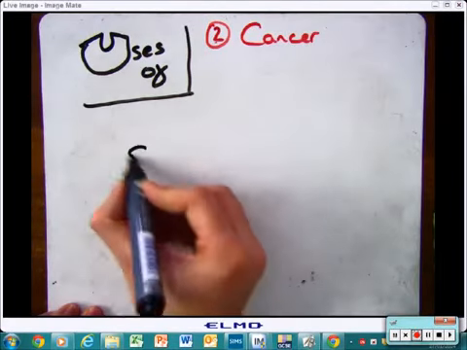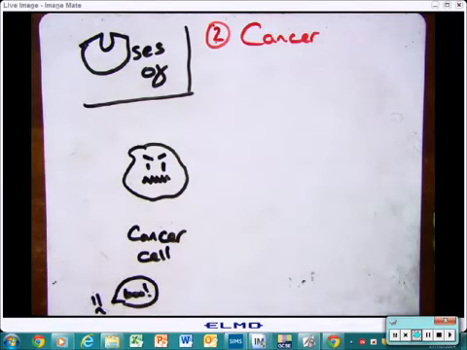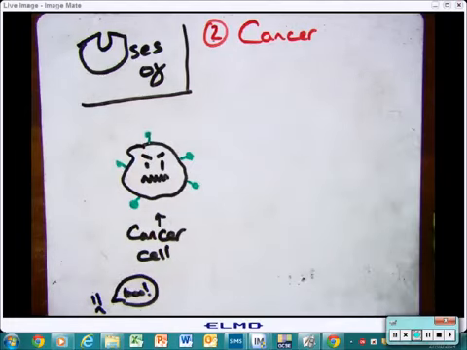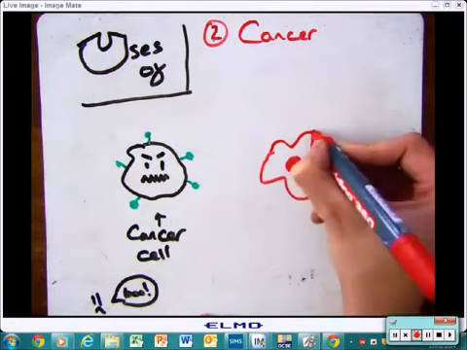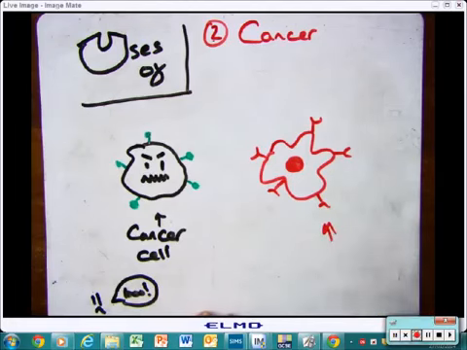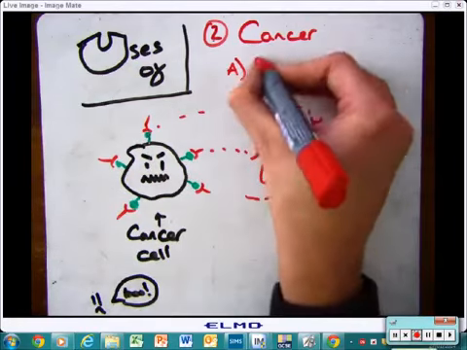So the next use of these antibodies then is the diagnosis and treatment of cancer. So cancer cells themselves have antigens on them. Now, these antigens can be picked up by antibodies. However, the body doesn't normally have a way of treating them. So what they'll do is they'll use monoclonal antibodies. They'll prepare things that can be used to find and kill these cancers.